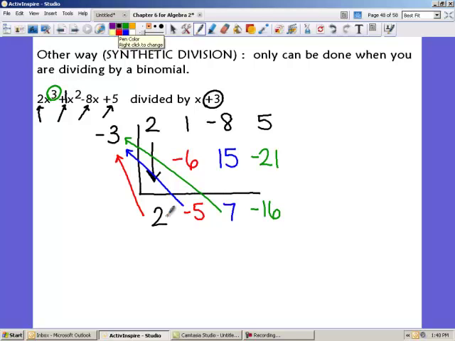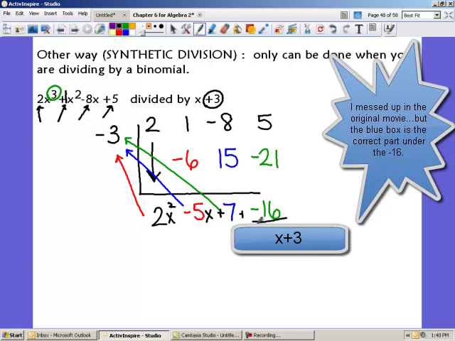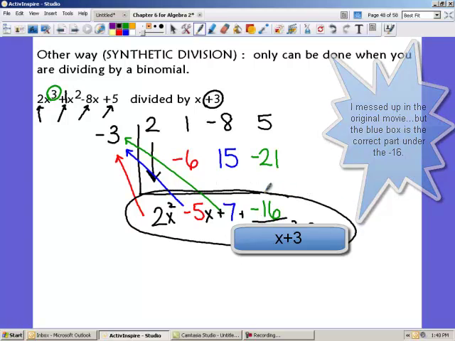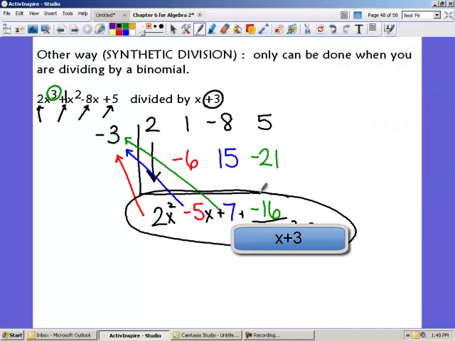So you're going to fill in x squared to begin with. Then it goes to x plus 7. And then -16 is your remainder. So we're going to put that over. And you just found all of this without having to do the long division process.